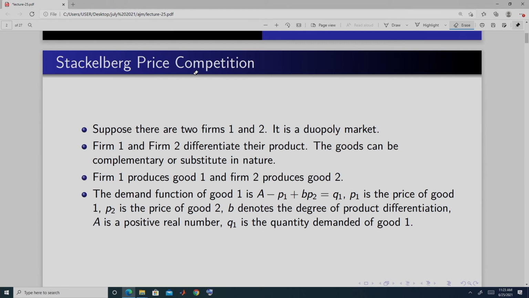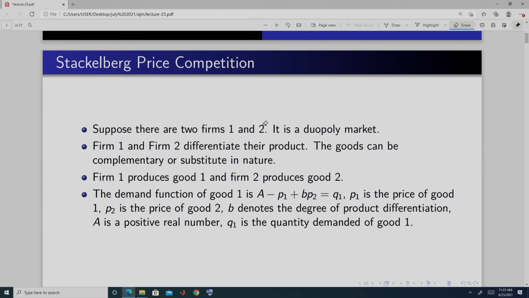In the last class we have done Stackelberg quantity competition, and today we are going to do Stackelberg price competition. In Stackelberg quantity competition we have seen that if the reaction functions are linear and downward sloping, then there is always a first mover's advantage. It means that a firm which chooses output first makes higher profit than the firm which chooses output secondly, or in stage 2.